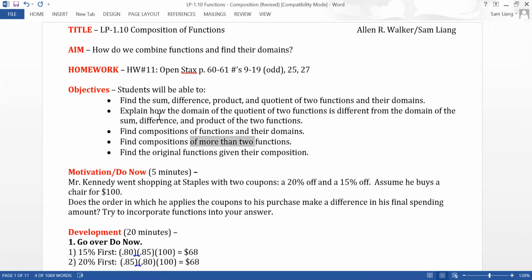We'll be looking at the composition of three functions. And then lastly, we have find the original functions given their composition. This last bullet point you'll see in the last question in the homework, question number 27. Just keep that in mind.